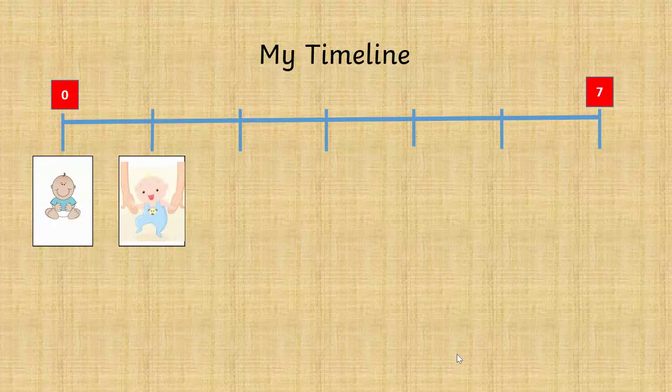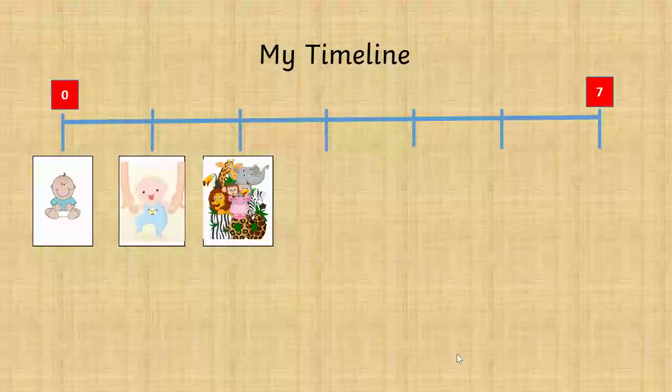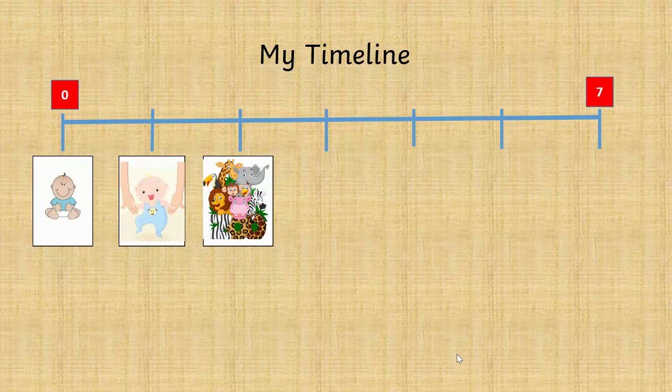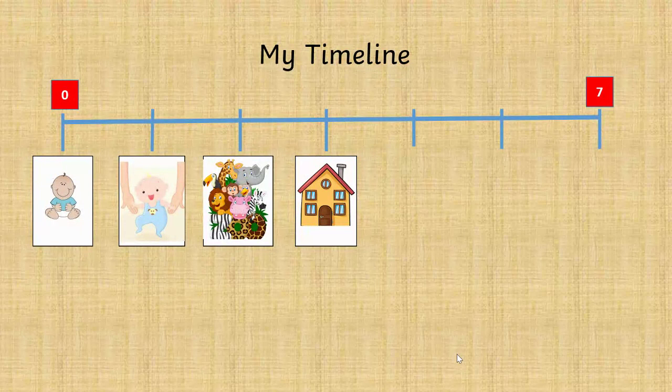What happened after that? I remember I went to the zoo when I was little. I remember going to a special zoo. It was called Dudley Zoo when I was little, and I have a very good memory of that. What happened after that? Moving house. I've got a picture of a house which shows that I've moved house after that.